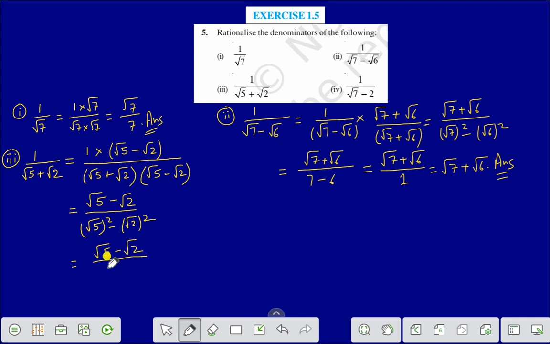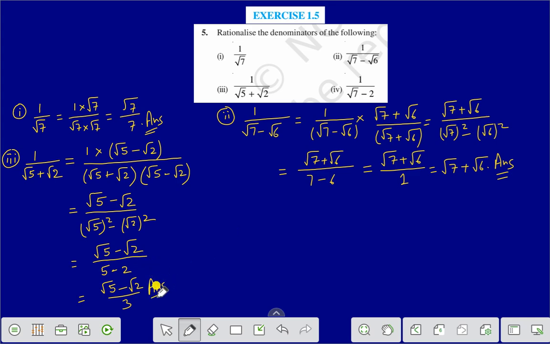Root 5 into root 5 is 5. Root 2 into root 2 is 2. 5 minus 2. That is we are getting root 5 minus root 2, and 5 minus 2 is 3. That is root 5 minus root 2 by 3. That is the answer of question number 3.